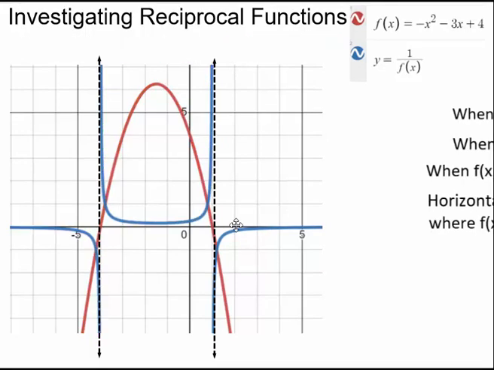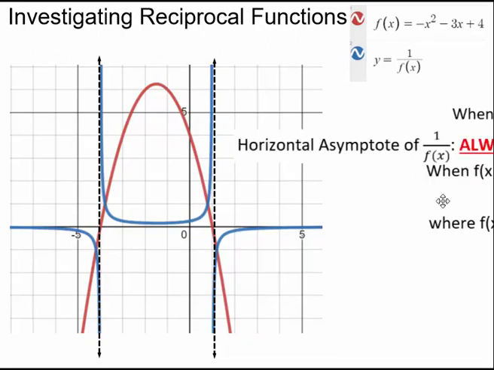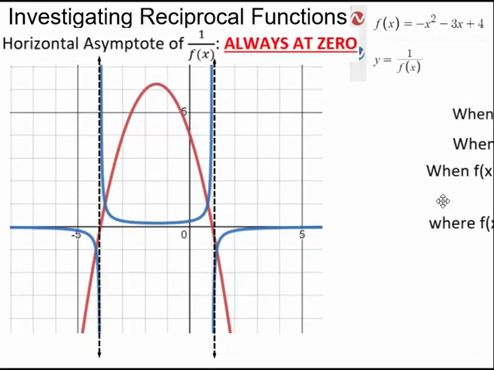Okay, so next thing, we're looking at horizontal asymptotes. Now again, basically horizontal asymptotes for reciprocal functions will always occur at 0.